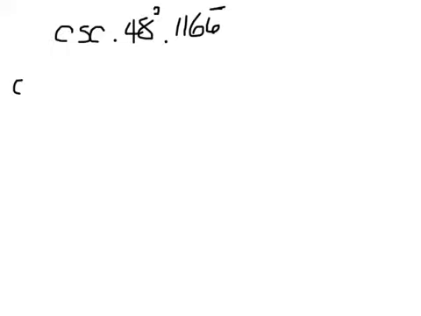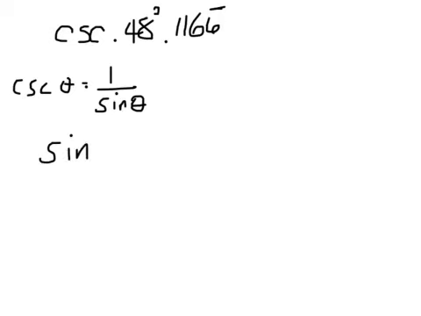Now here's what I know. I know that cosecant of an angle is the reciprocal of the sine of the angle. So here's what I'm going to type in my calculator. I'm going to type in the sine of this 48.1166 repeating. So again, this is in degrees. I'm making sure my calculator's in degrees, and it still is.